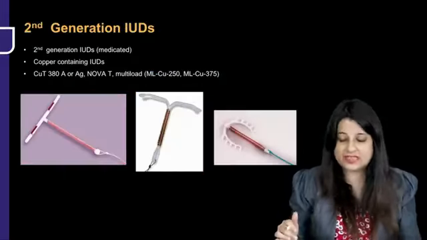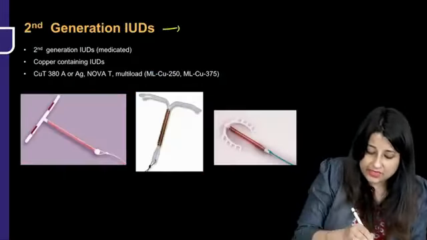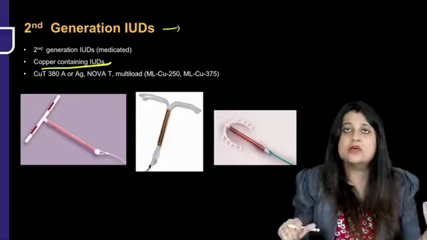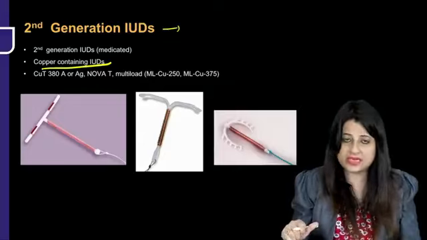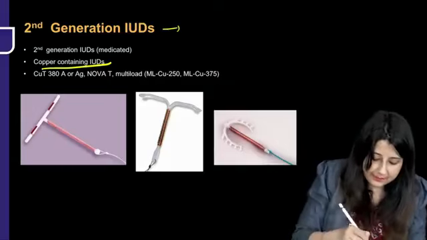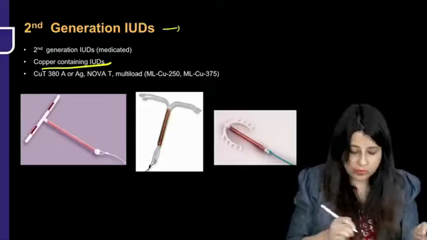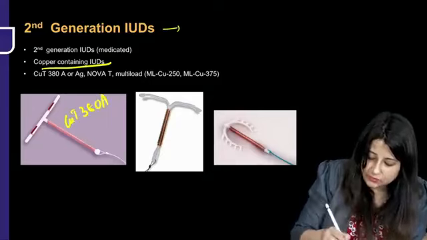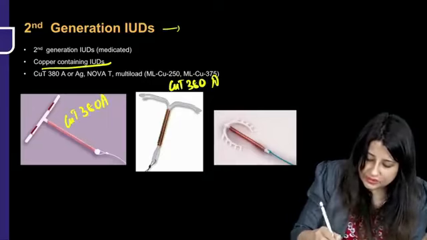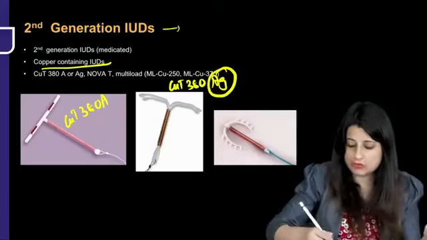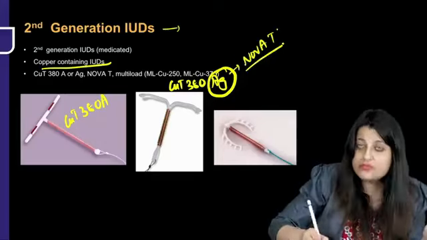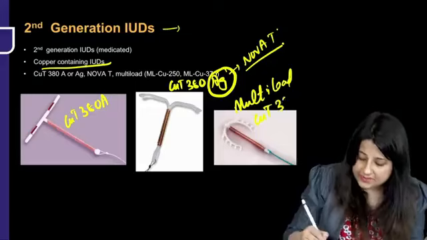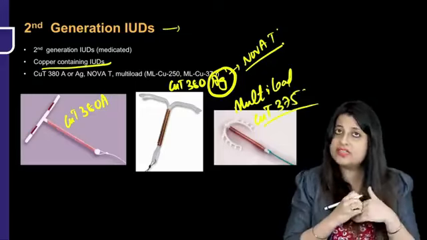Then you have second generation IUDs. What is the advantage? They contain copper. Obviously copper has some role to play, and it is very, very important that you know what that role is. Whenever you see a brown color wire, that means it is a copper containing device. This one is copper T380A. This one is copper T380AG. AG means it has a silver core wound around it. This also comes under the name of Nova T. And this one, U-shaped, is multi-load. You can get the images. And this is copper T375.